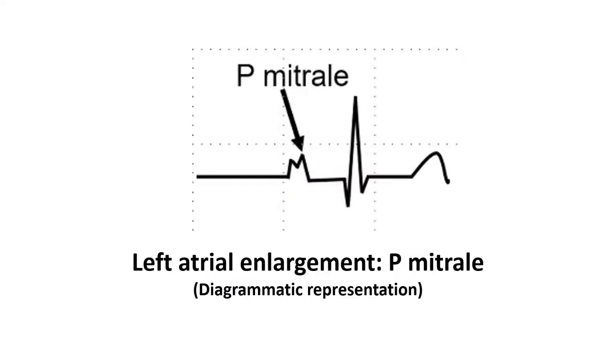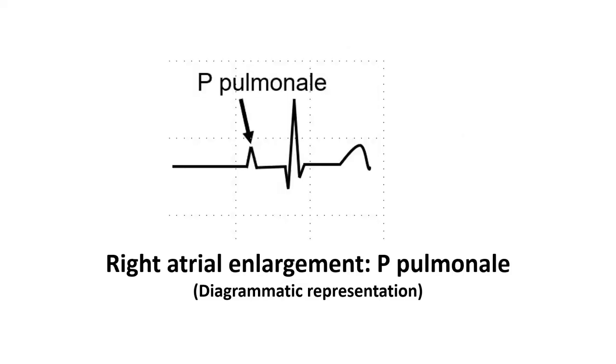Diagrammatic representation of left atrial enlargement, with wide and notched P wave, known as P mitral. Diagrammatic representation of right atrial enlargement, with tall peaked P waves, known as P pulmonale.